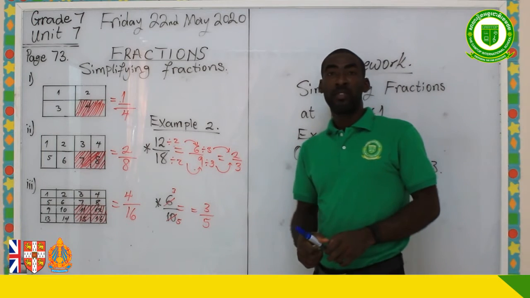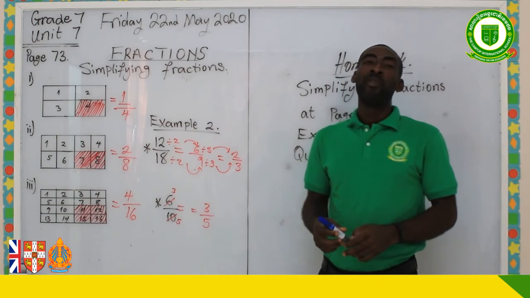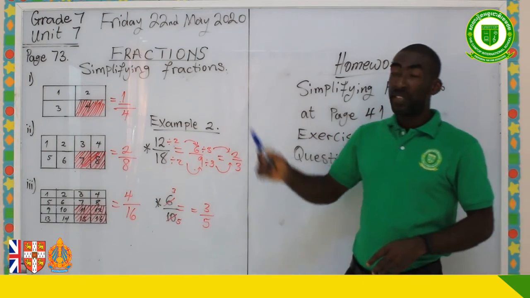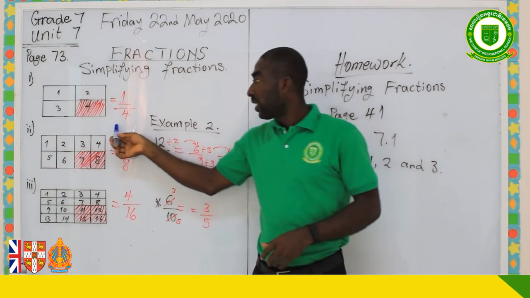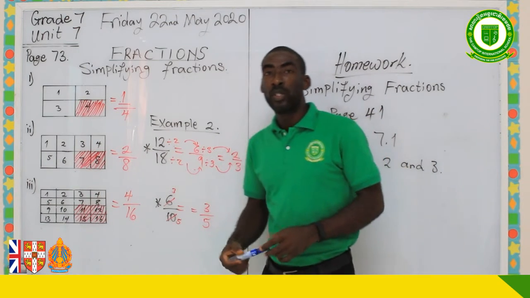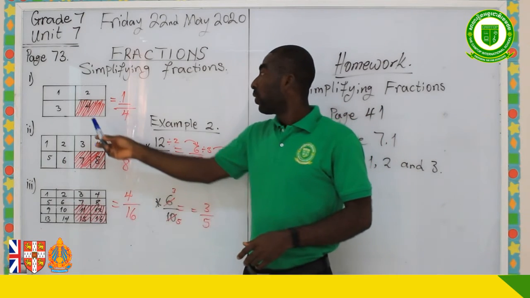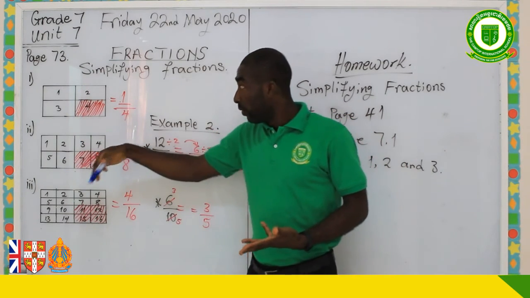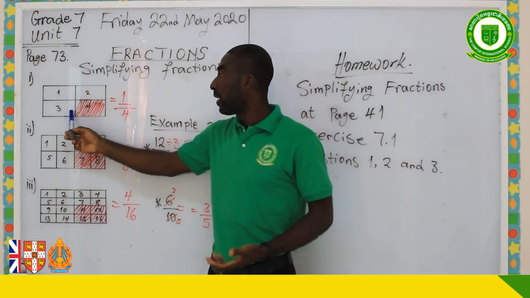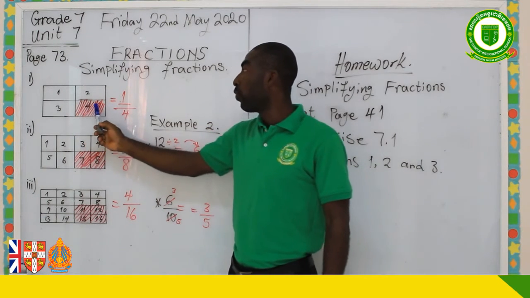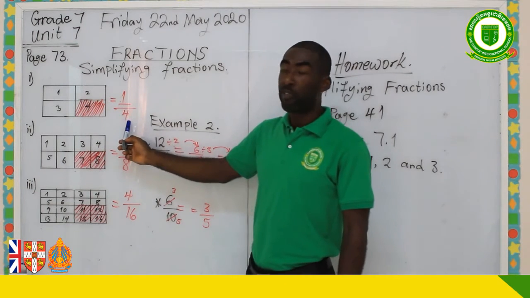Welcome to our final and third video on our lesson on fractions from page 73, unit 7. We've looked at fraction as dividing one whole into many portions and taking some part out of it. So in overview, we have one whole here that has been divided into 4 sections and we took one part of it. So taking one part out of the 4 becomes 1 over 4.